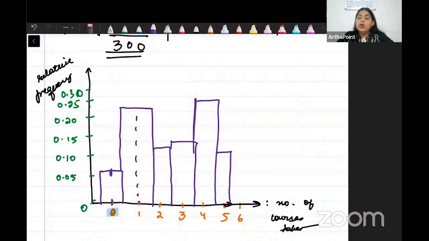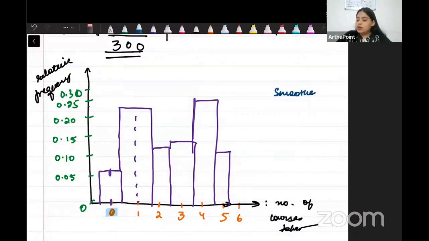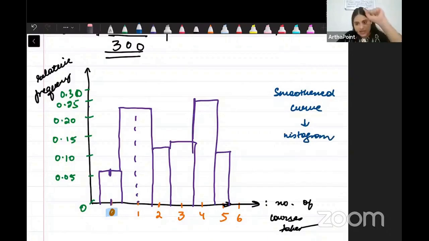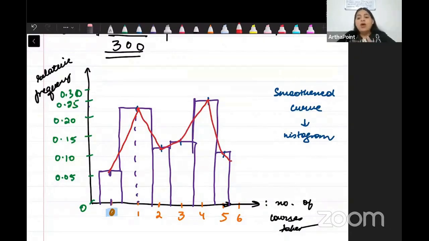Now you can also draw something which is known as a smoothened curve from a histogram. What is a smoothened curve? To draw a smoothened curve, you will join these center points together and get a line. So for example, when I join these center points, I will get something like this. Like this. So this will tell me exactly how my pattern looks. It will tell me ultimately where are my peaks and where are my troughs, right?